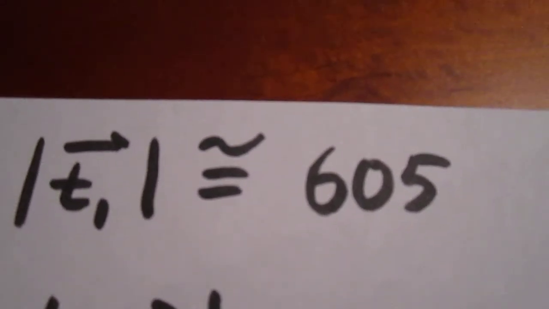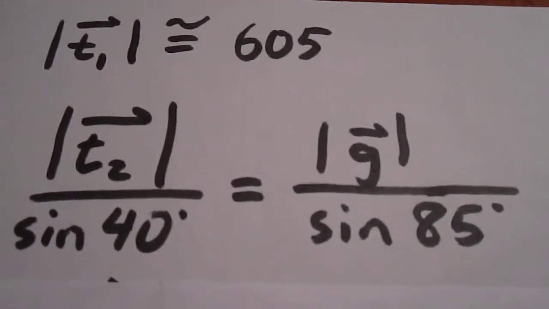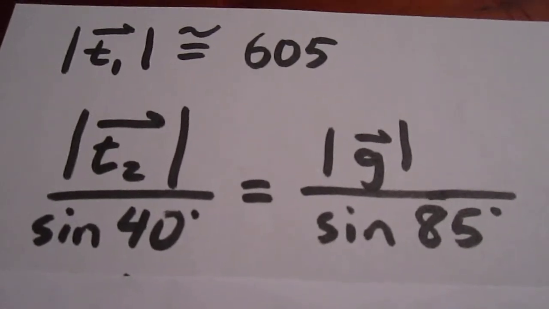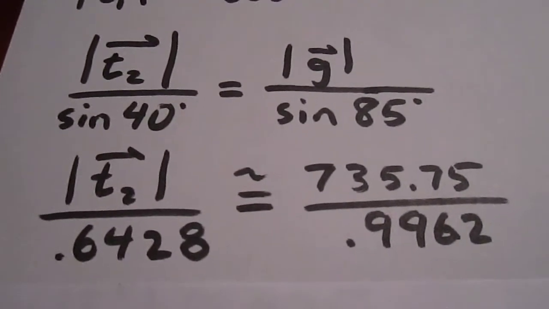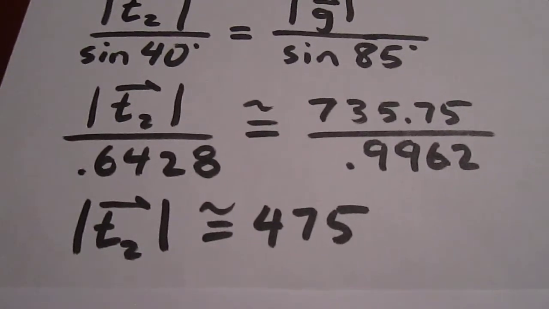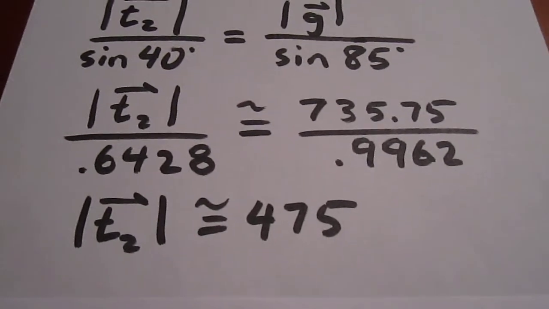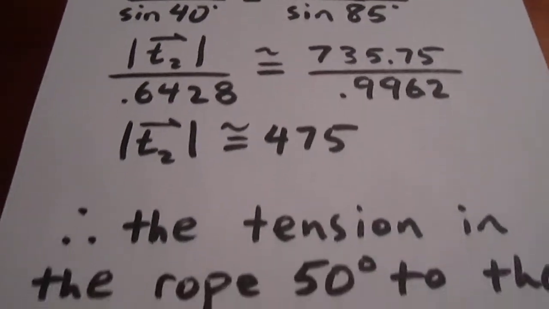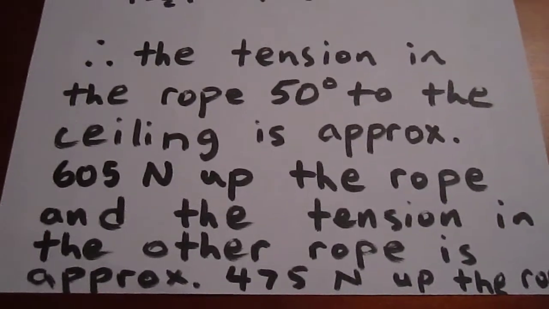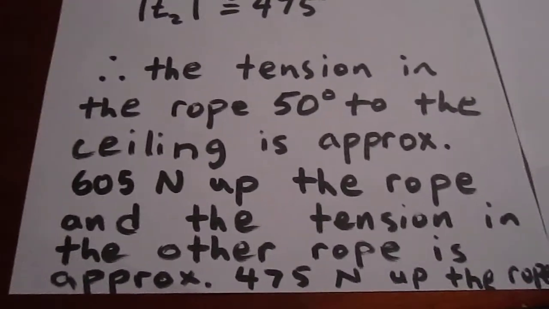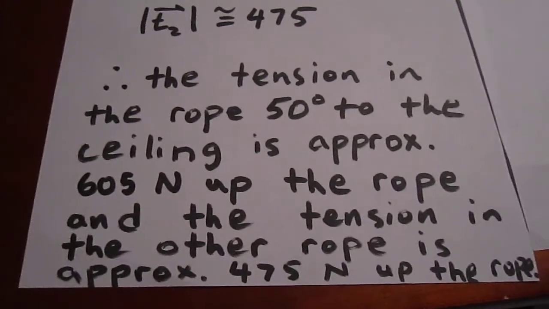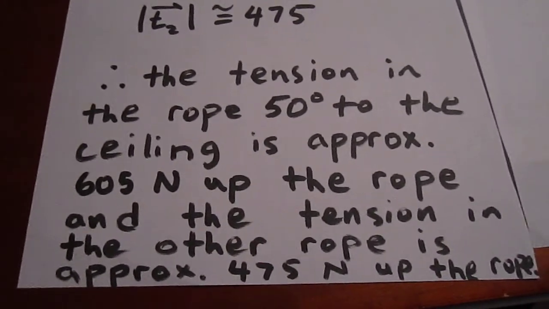We can then determine T2 by setting up a similar sine law. The magnitude of T2 over sine 40 is the magnitude of G over sine 85. Plug in some numbers and determine that the tension in the second rope must be approximately equal to 475 newtons. That leads us to our final therefore statement, which is that the tension in the rope 50 degrees to the ceiling is approximately 605 newtons up the rope. We need to say up the rope because tension is a force and force is a vector and vectors require direction. And similarly, the tension in the other rope is approximately 475 newtons up the rope.